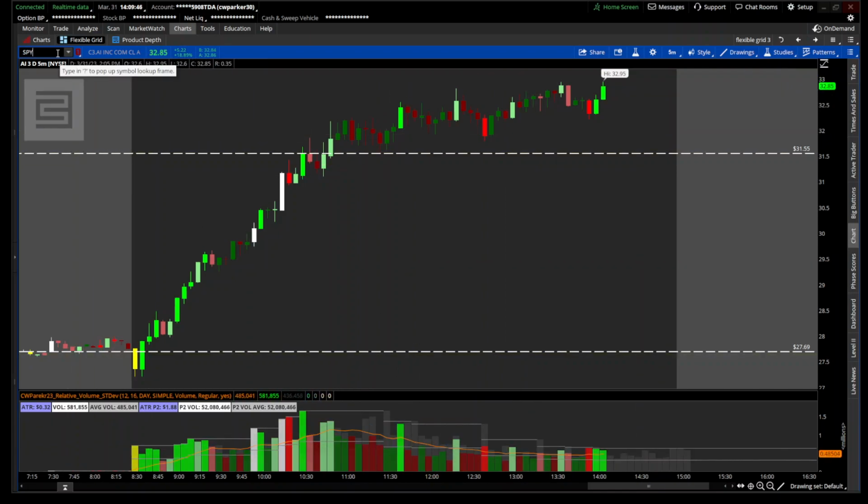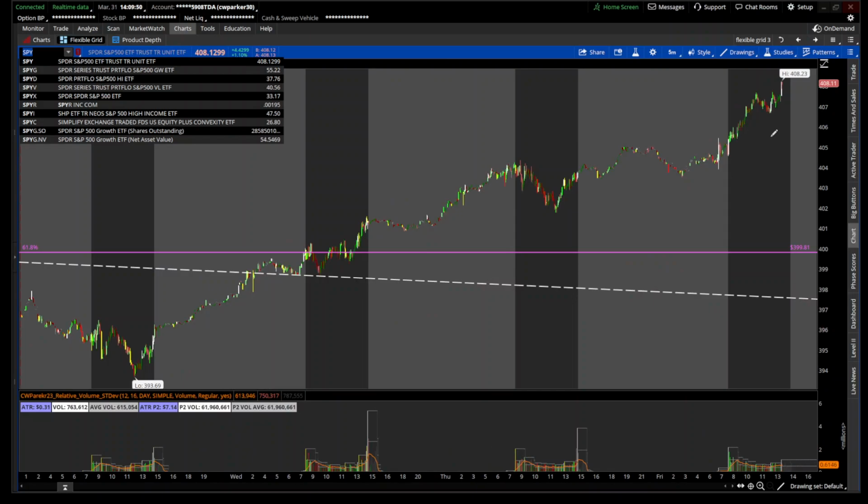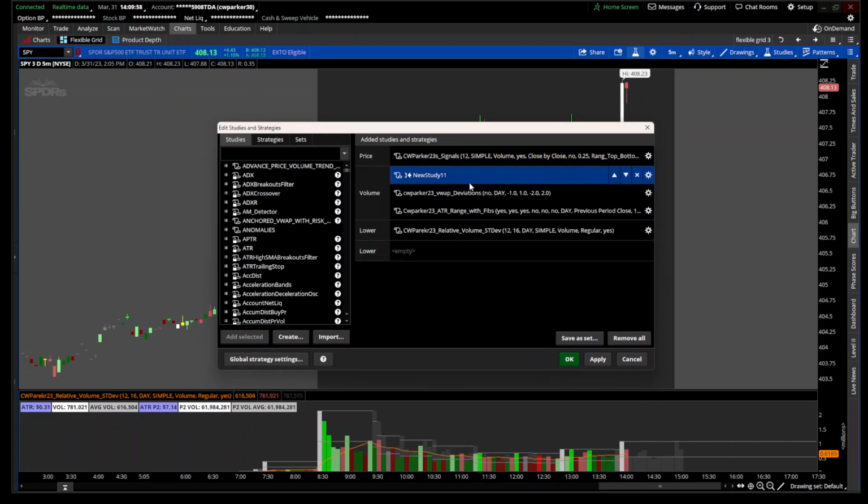So let's go look at the S&P 500. And I put everything else back on there. I probably should have put everything on there before I switched stocks. But for the most part, putting everything back on here.